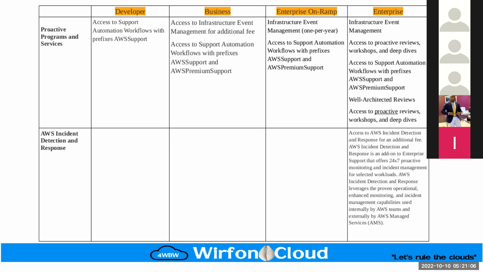So they work with their customers to offer architecture and scaling guidelines for operational support during preparations and execution of planned events. When we read this, Black Friday is just something that comes into my mind. In the business plan, they have this for a fee, but when you move to enterprise on RAM, they have this service one time per year for free. But if you want it again, then you have to pay for it. Meanwhile, in the enterprise it is free.